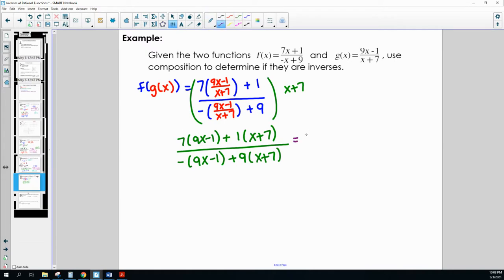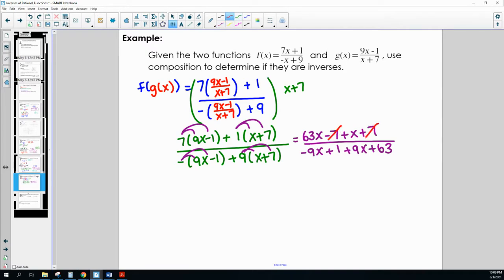So if I distribute, we're going to get 63x. That's 7 times 9x. Then we're going to get minus 7. Then we're going to get plus x. And then we're going to get plus 7. In the denominator, distribute the negative. So we'll get negative 9x plus 1. And then plus 9x plus 63.